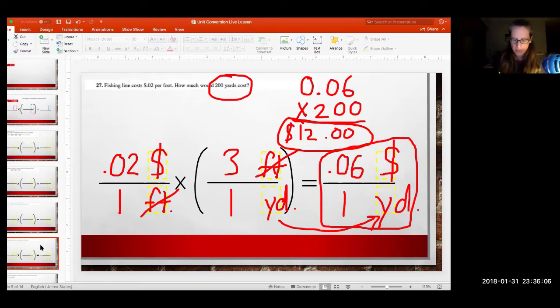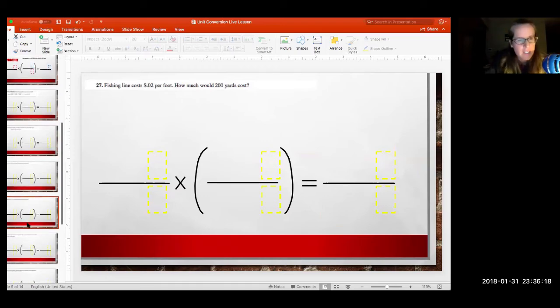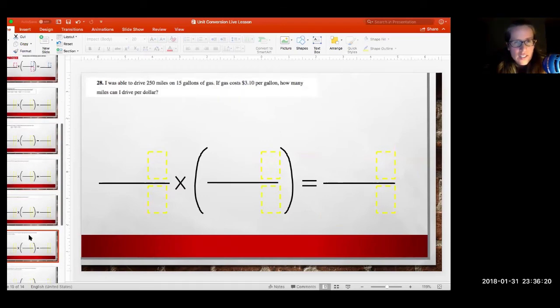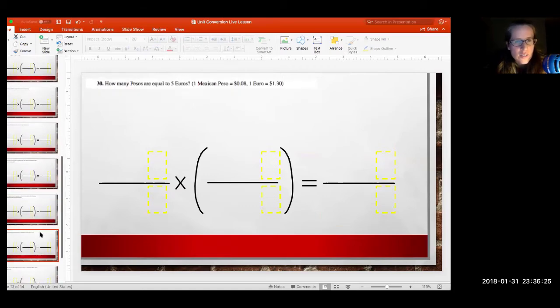Oh, you know what? We need to do one with money, because I know that on the test there's going to be at least one that deals with money, and the way they do it is kind of interesting. So let's see. Oh, I need to come over here. This is what I'm looking for. Let's see. Nope, that's gallons. We could do these too.